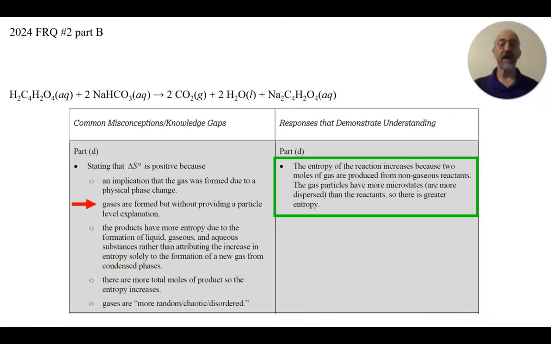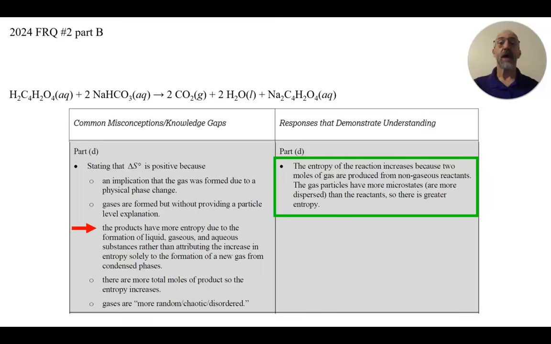So it wasn't enough to simply say that gases are formed. A particle level explanation was required to earn the point. The next incorrect explanation says the products have more entropy due to the formation of, and they mention everything together collectively, liquid, gaseous, and aqueous substances, rather than attributing the increase in entropy solely to the formation of a new gas from condensed phases on the reactant side of the equation.